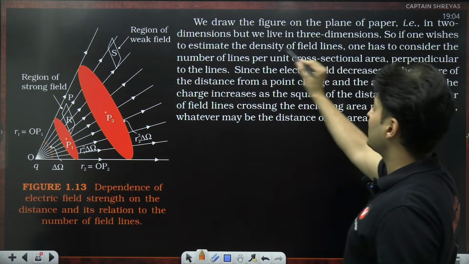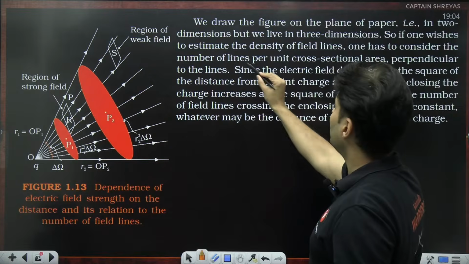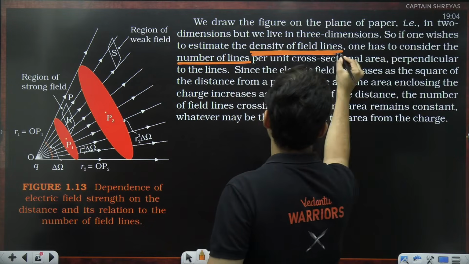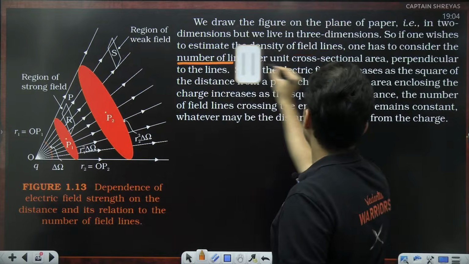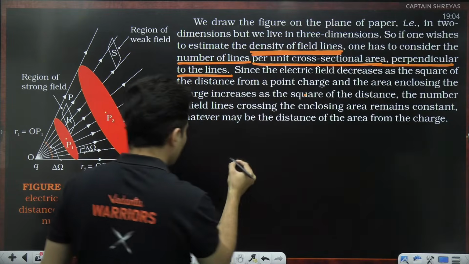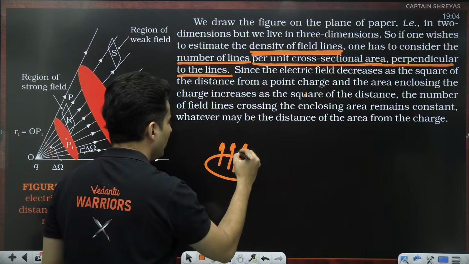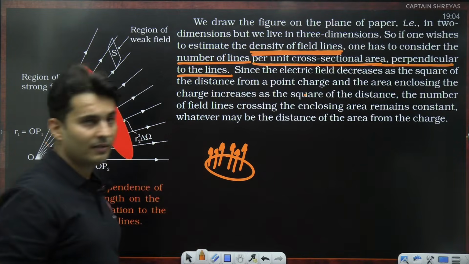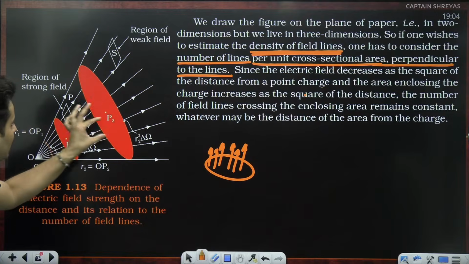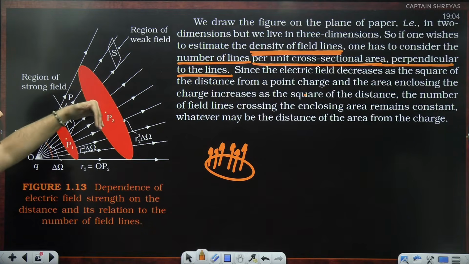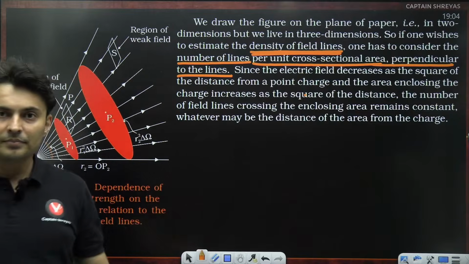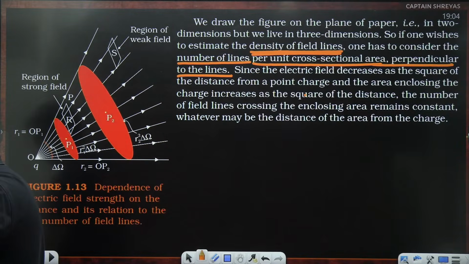So if one wishes to estimate the density of field lines, one has to consider the number of field lines per unit cross-sectional area perpendicular to the lines. So if you take a unit area, how many lines are going per unit area tells me the strength of the field. Here, same lines in a small area. Here, the same lines but in a larger area. So number of lines per unit area is less, hence the field is going to be weaker. Is that clear, everyone? Till this point? Yep. Very good.